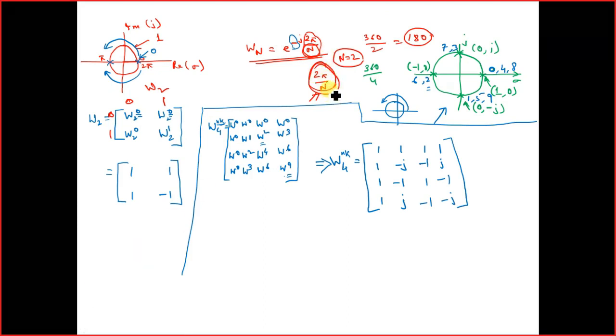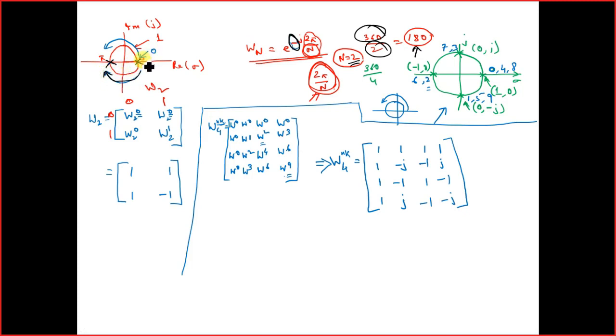So 2 pi by N, and if we replace this N by 2, 2 pi is 360 degrees, divided by 2, it comes out to be 180. So the points would be 180 degrees apart, and we will take 0, this point, as the first point, and the next point would be 180 degrees apart. That means it should be at pi. And since we are having this negative value, we will be going in a clockwise direction.